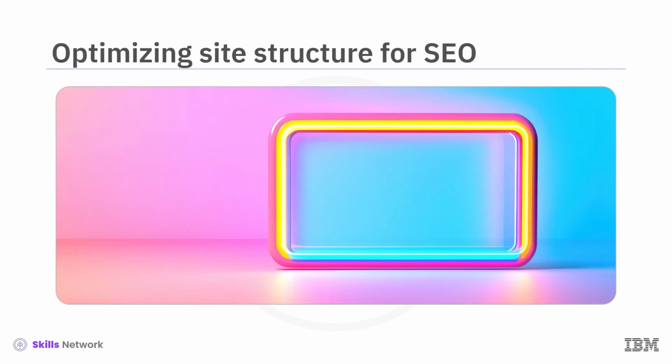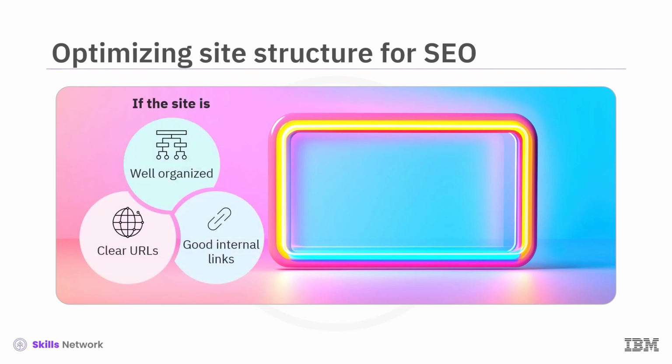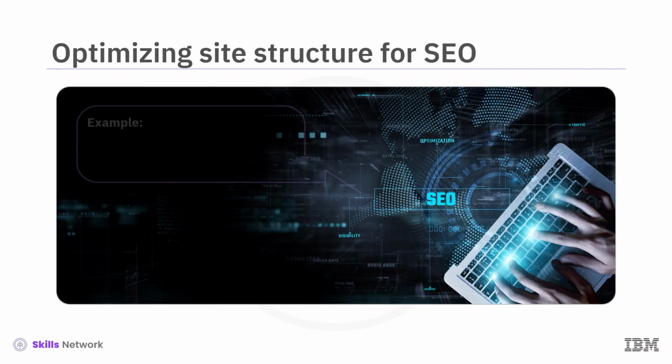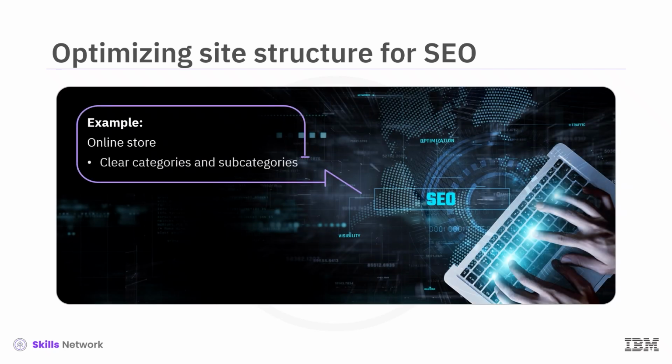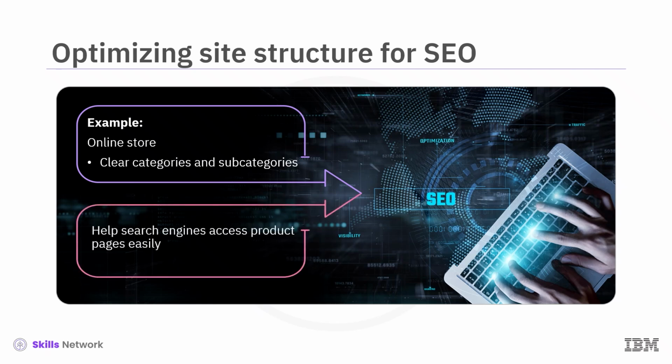Another big part of on-page SEO is helping search engines easily find and read your site. If your site is well organized, has good internal links, and has clear URLs, search engines can quickly understand all your important pages. Think of an online store with clear categories and subcategories. They help search engines reach every product page without confusion.